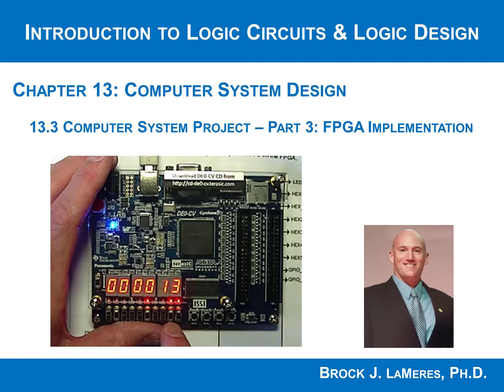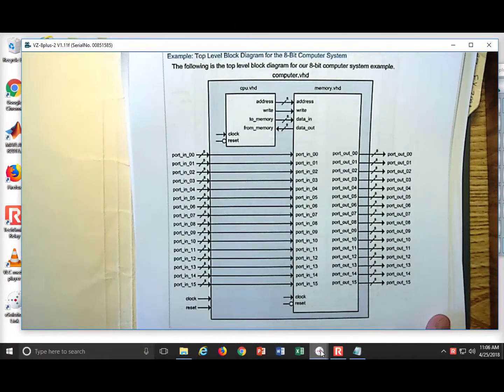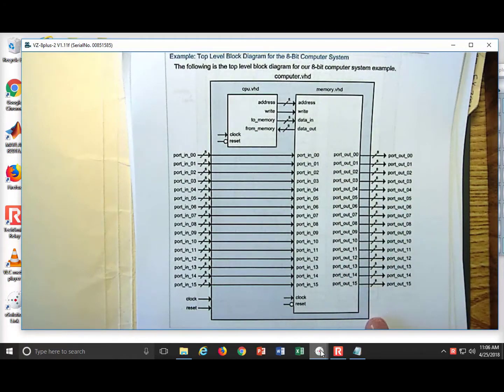So we want to take our computer and we want to put it on the FPGA now. All right. What we need to think about is what this looks like. First of all, the computer is just a component. Everything that you've done up until this point has been a simulation.